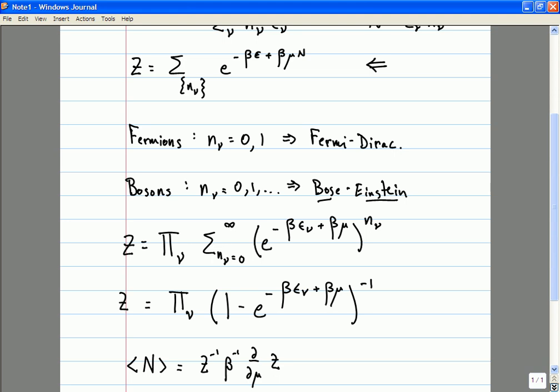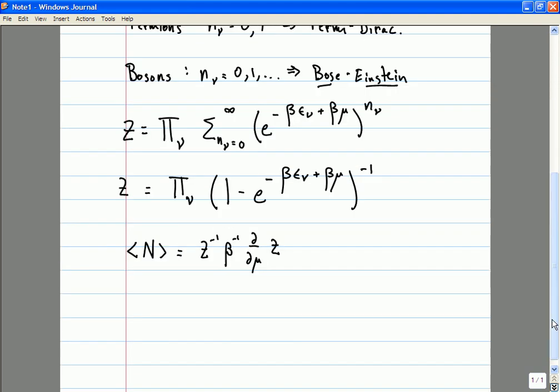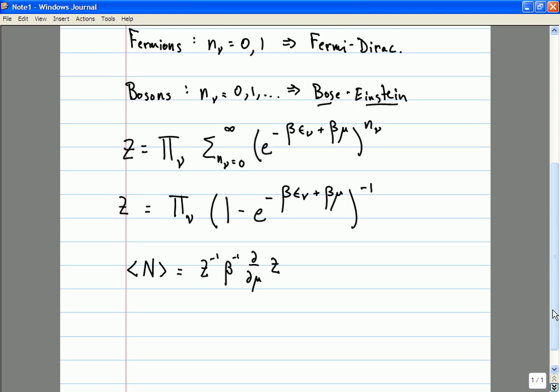Why does that work? Well, the expectation value of N is the trace of N times rho, so that's 1 over Z times the trace of N times e to the minus beta H plus beta mu N. And if you take d by d mu, that brings down a factor of beta N, hence the factor of beta inverse in this expression for the expectation value of N. Okay, so it's then straightforward to go ahead and compute this mu derivative. So when you compute this mu derivative, you have to take the mu derivative of each one of the terms in the product over that index nu that appears here.